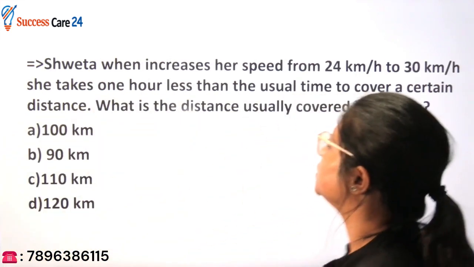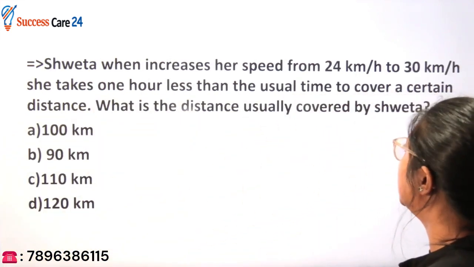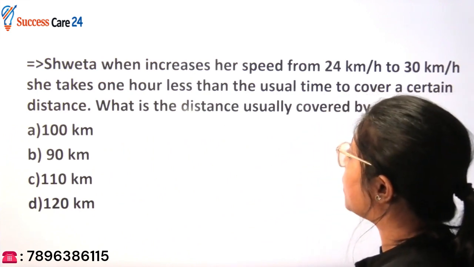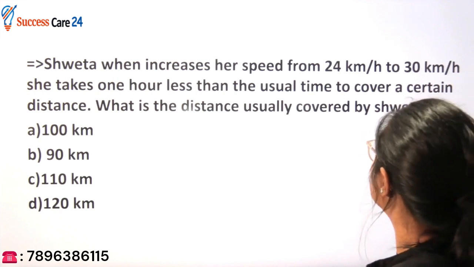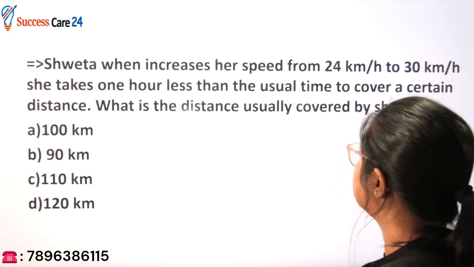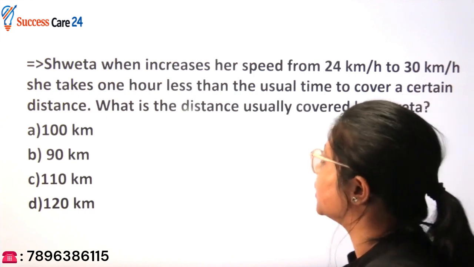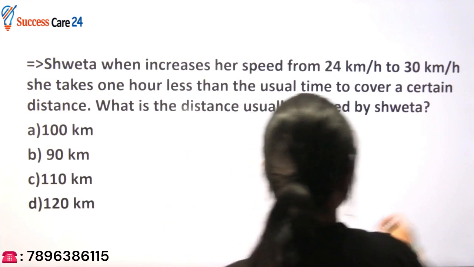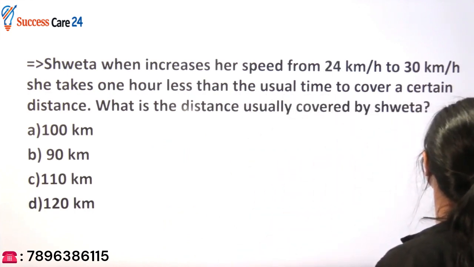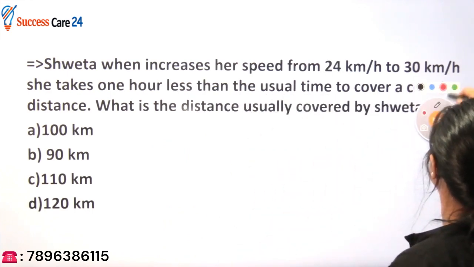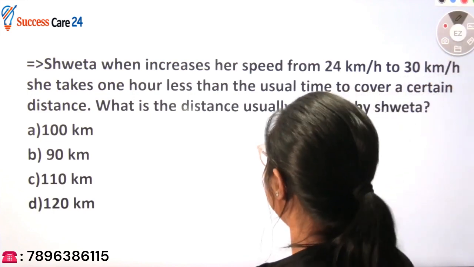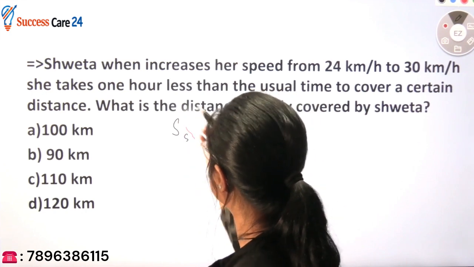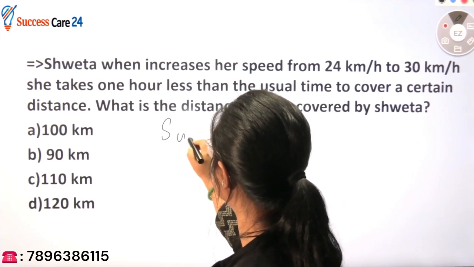Okay. So Shweta, when she increases her speed from 24 km per hour to 30 km per hour, takes 1 hour less than the usual time to cover a certain distance. What is the distance usually covered by Shweta? Shweta's usual speed and today's speed are given, isn't it? So Shweta usually moves with her usual speed.